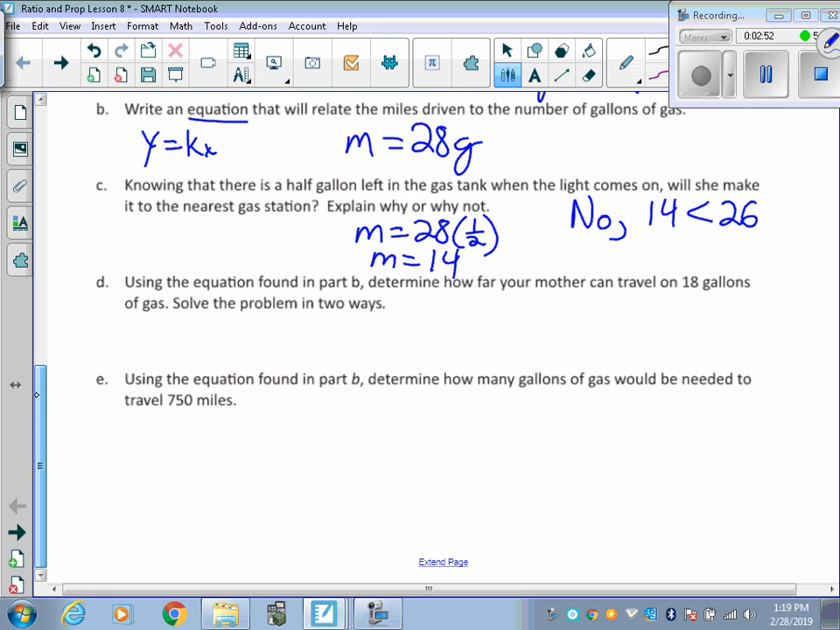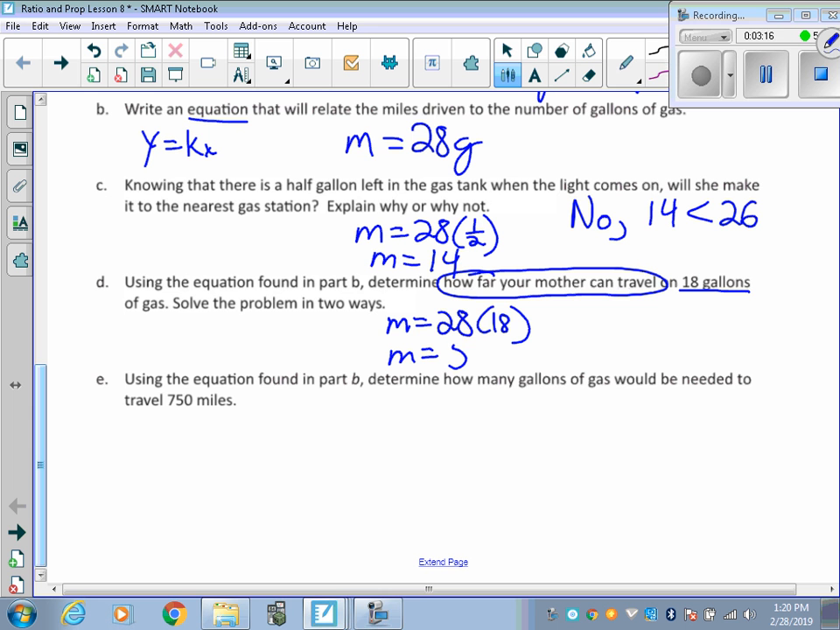Next, using that same equation, M equals 28G, how far can you travel on 18 gallons? So M equals 28, and instead of G for gallons, we're going to put in the 18. So you just have to multiply. M equals 28 times 18, which is 504 miles. So using that equation makes it pretty quick and easy to do.